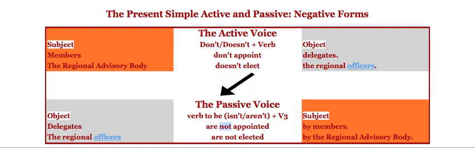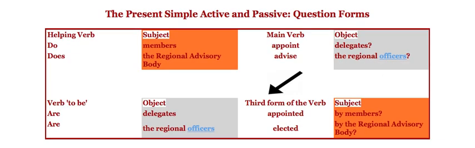And how do we make questions? We just put the verb to be before the object. So, are delegates appointed by members? Are cats chased by dogs? And are the regional officers elected by the regional advisory body?